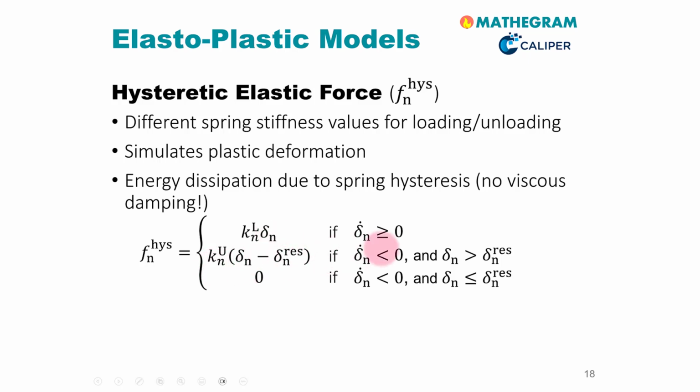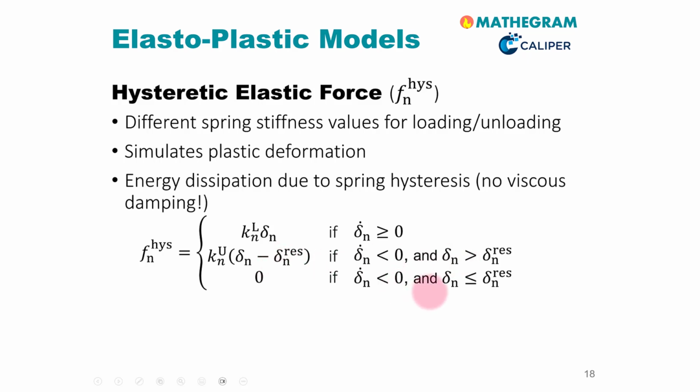If we are in the unloading phase, so delta n dot smaller than 0, which is the case if the particles separate from each other and have a positive relative normal velocity, we use a similar expression. However, now we use an unloading spring stiffness Kn superscript U multiplied by the difference of the current normal overlap and a residual normal overlap. You will see on the next slide why this must be the case. Important for you is that again we have a linear combination between the spring stiffness and this overlap.